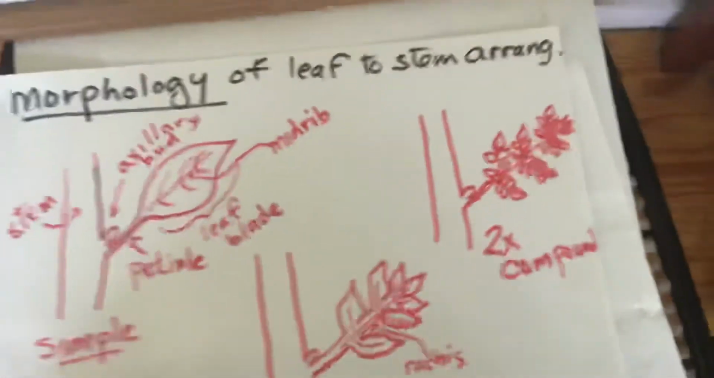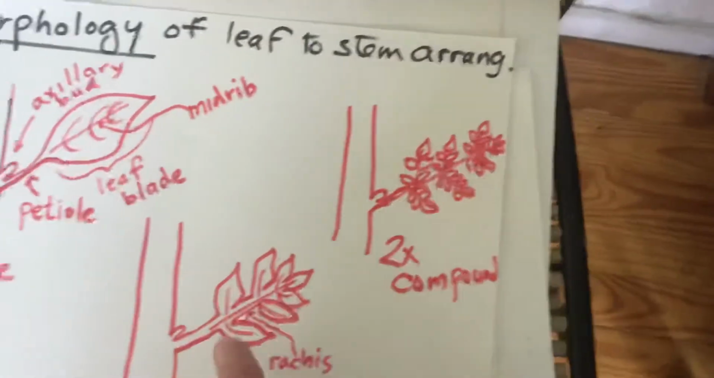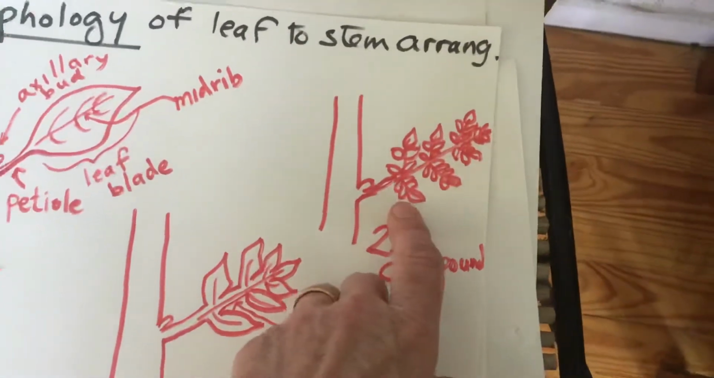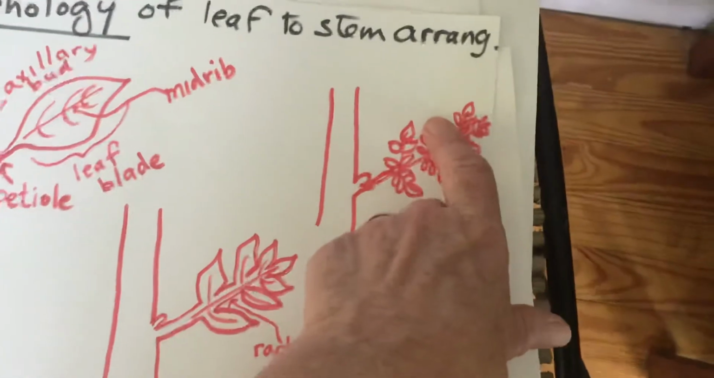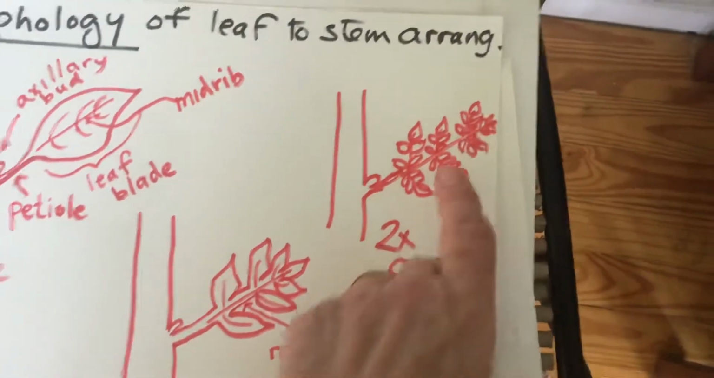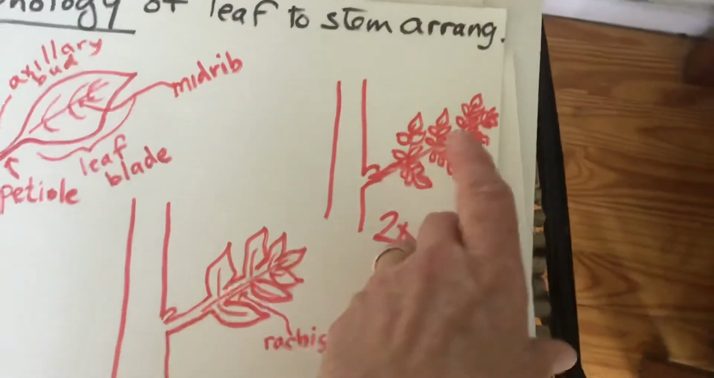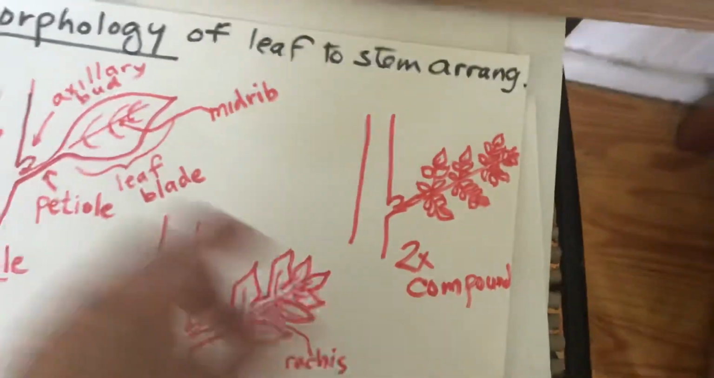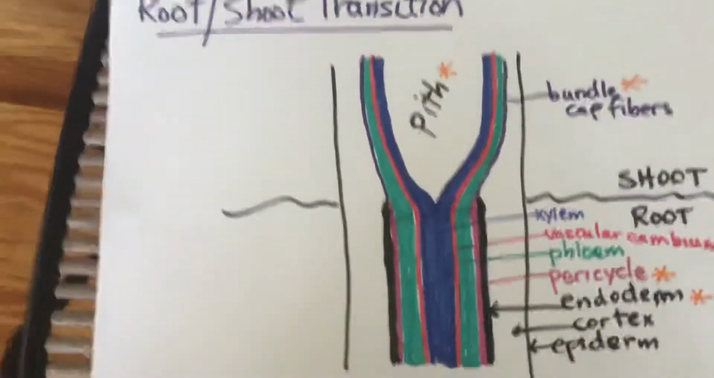You can also have twice compound. That means that each one of those leaves is now subdivided into mini leaflets. Okay, so these are called leaflets that are the subdivision. So that's twice compound.